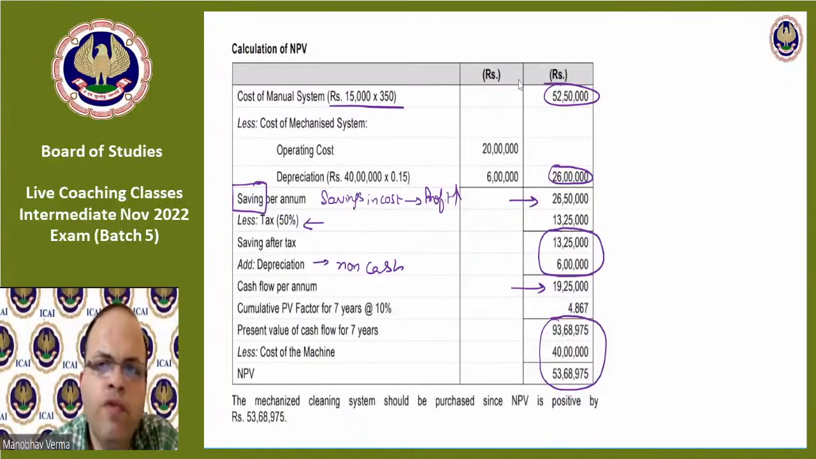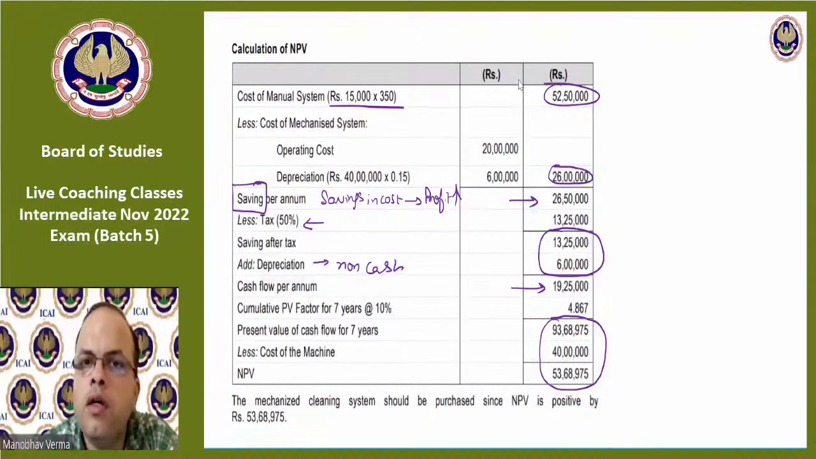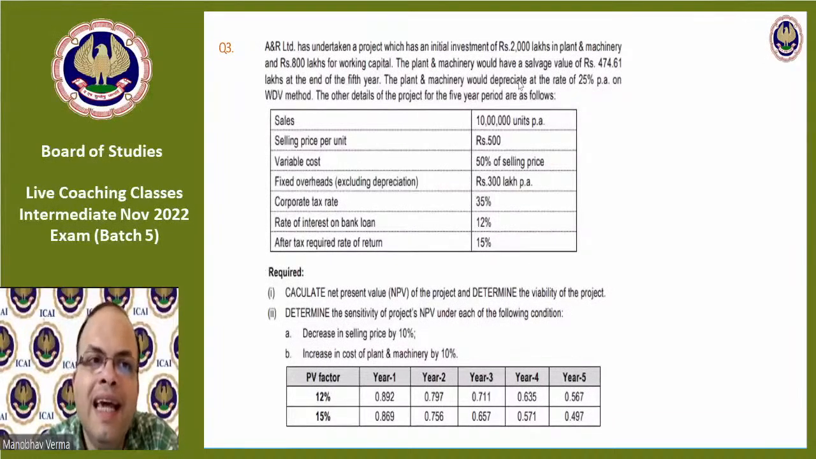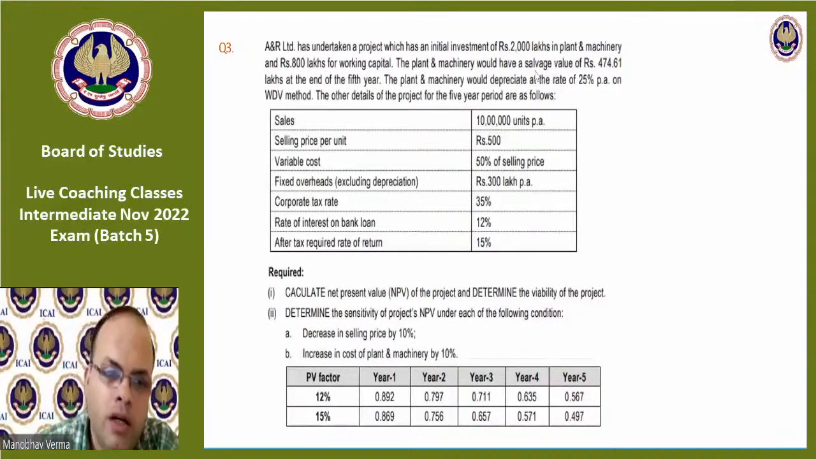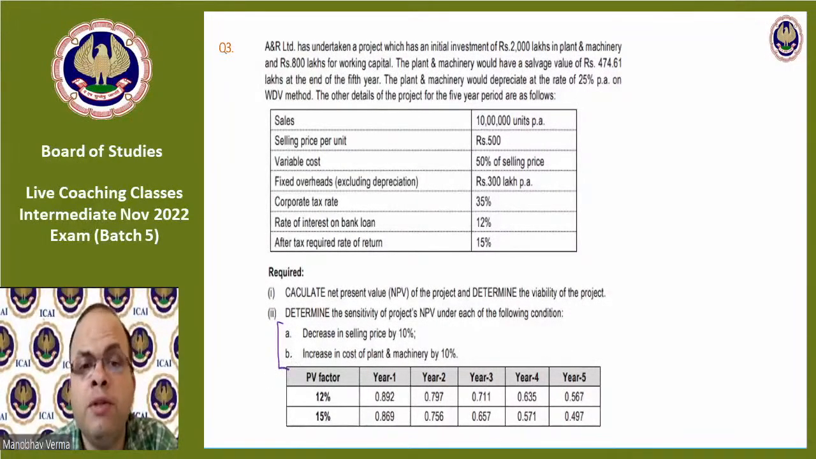Okay. So the first question of the assignment, which is on your screen now, is ANR Limited. In this particular question we are talking about an initial investment in plant and machinery. With that project, there are some changes, there are some revenues, and we have to calculate the NPV of the project. But the interesting part is the second part. The first part is fairly easy. In the second part you have to bring in some variations: decrease the selling price by 10%, and increase the cost of plant and machinery by 10%.